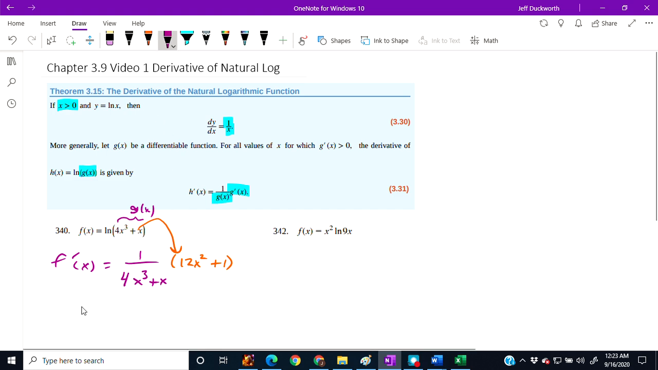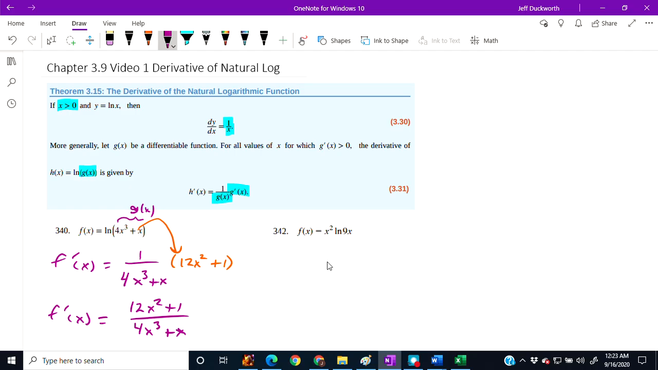I'll make a cleanup step, but there's really nothing to factor. You're done. And if you want to leave it like I had in the first line, that's fine too.